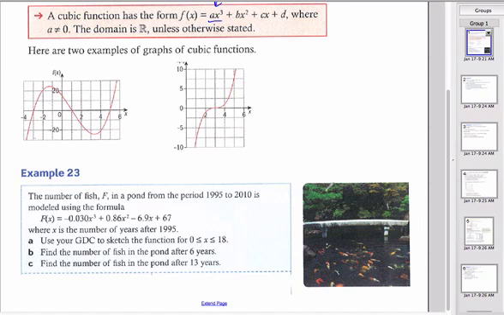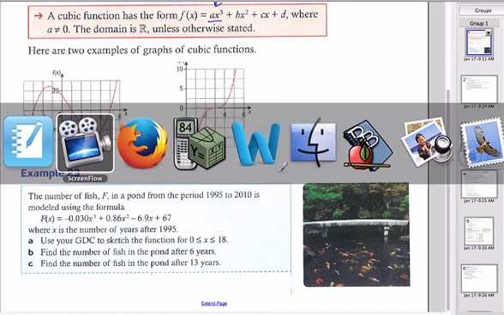Okay, so in our example, we have the number of fish in a pond from the period 1995 to 2010 modeled using this formula, where x is the number of years after 1995. Use your GDC to make a sketch of the function from 0 to 18. Okay, so we're going to do that now.